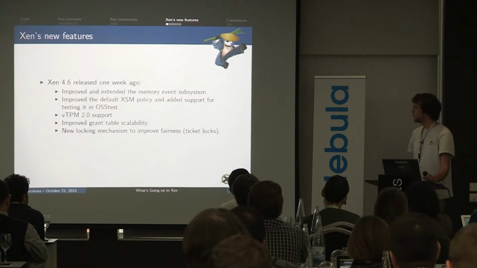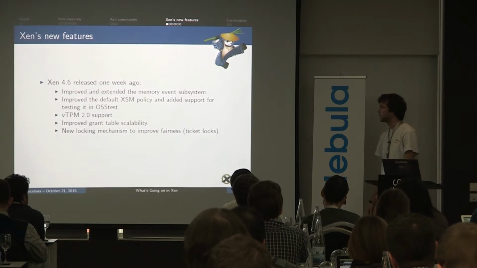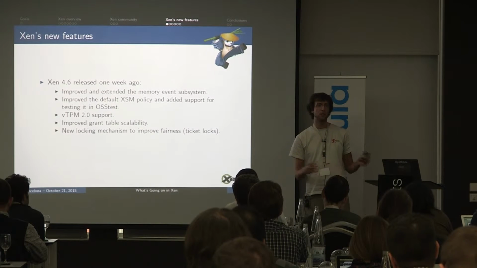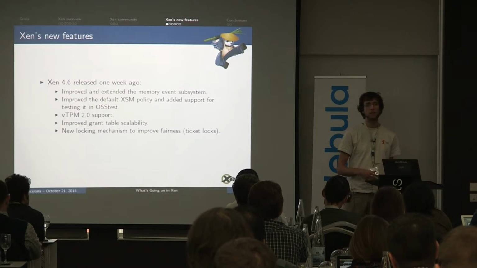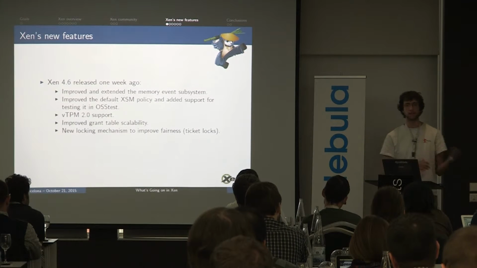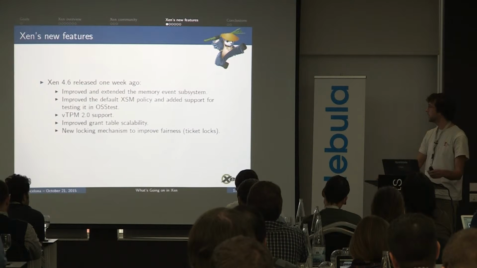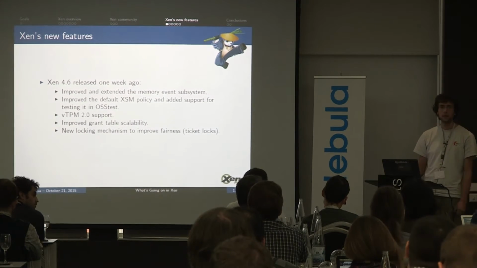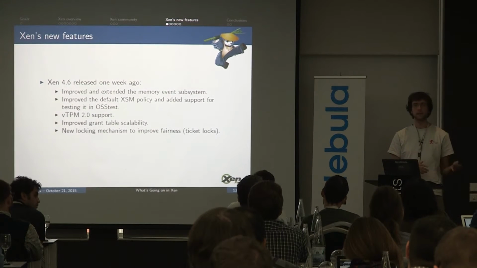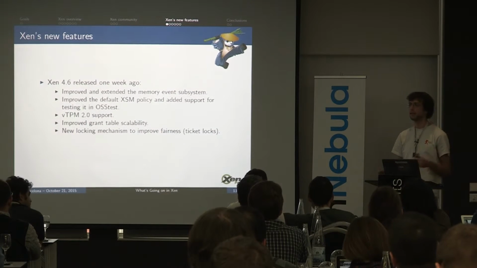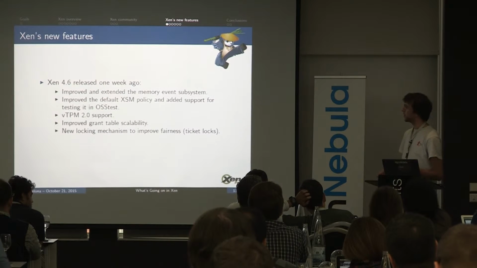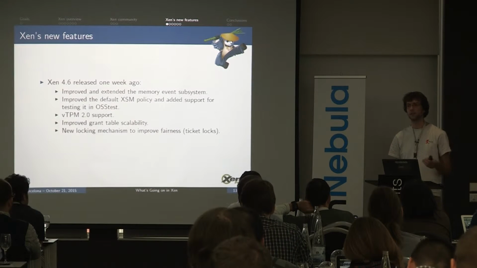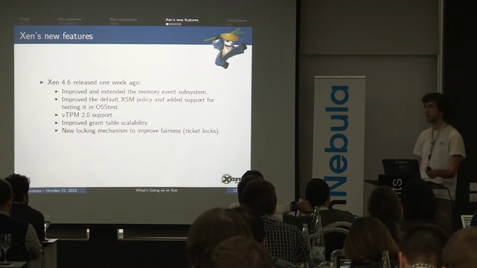And the last 2 improvements are mostly related to performance. We improved the grant table scalability. The grant table is used to share memory between domains, so you can have shared memory regions between several domains or between a domain and the control domain. And we also improved the lock mechanism in order to use ticket locks instead of spin locks. This is better because it gives you more fairness. It means that each time you try to pick a spin lock, you pick a ticket, and then you follow a certain order. So it's first come, first served, basically.